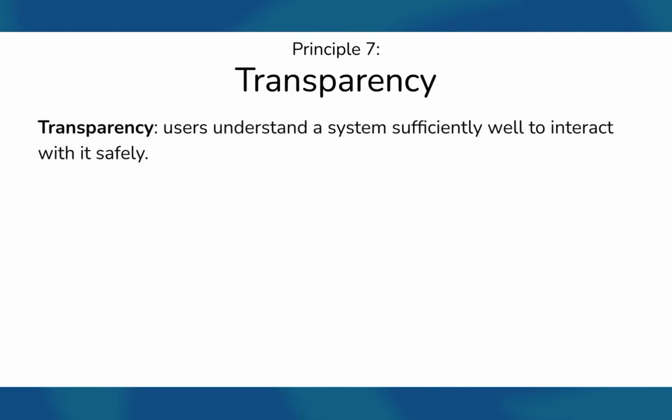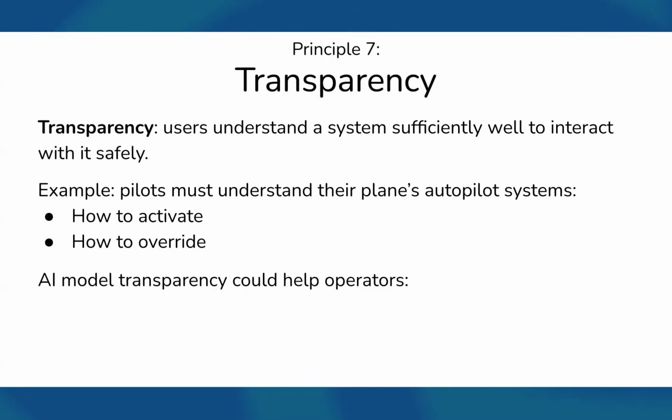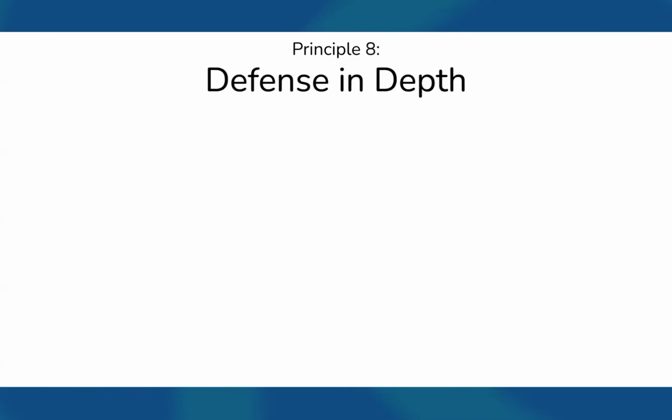Another principle is transparency. Transparency is when users understand a system sufficiently well to interact with it safely. For example, pilots must understand their plane's autopilot systems. They should know how to activate it and how to override it. Model AI transparency could also help system operators steer away from different hazards, anticipate deceptive behavior, and overall have higher control over that system. Another principle is defense in depth.